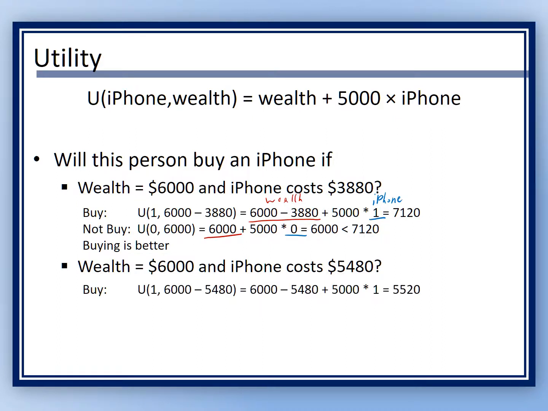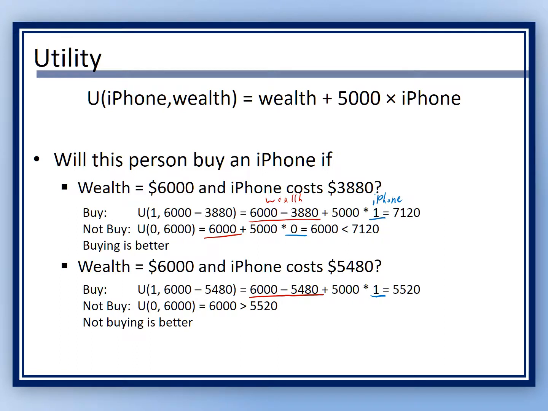So now in this second example, the iPhone is more expensive. We expect the individual to be less enthusiastic about buying an iPhone. That's the realistic part, right? So similarly, you substitute numbers in. 6,000 minus 5,480 is the wealth because the iPhone is now more expensive. One iPhone here. So you end up having the number 5,520. Not buying is the same as before because nothing happens. He's not spending any money. So this time around, because the iPhone is more expensive, it gives you a utility value that's lower than not buying. So not buying is better.